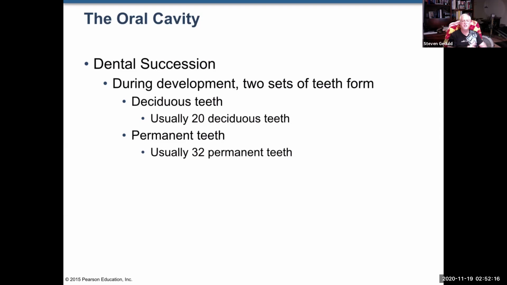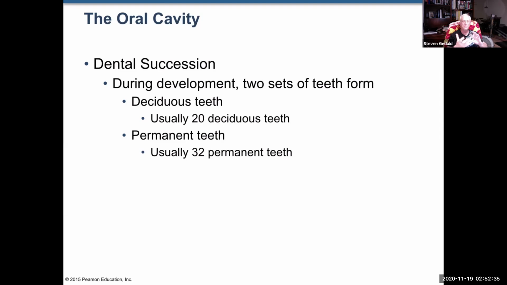Okay, so you have two sets of teeth in your life. Every once in a while, you get three. I mean, some kids are born with teeth, and mothers know that as soon as they start to breastfeed. Some kids are born with a third set of teeth. They're called neonatal teeth.